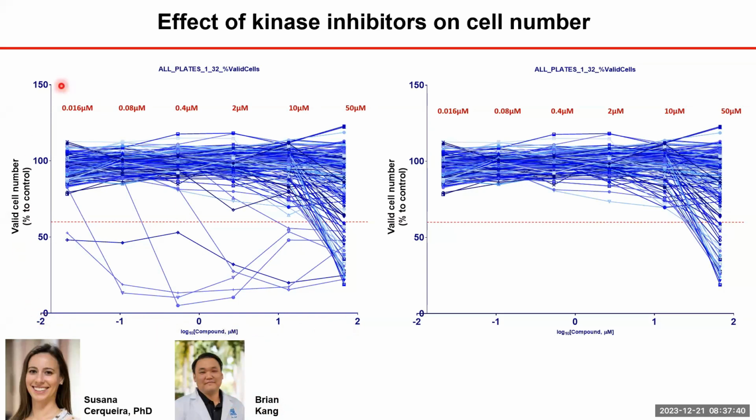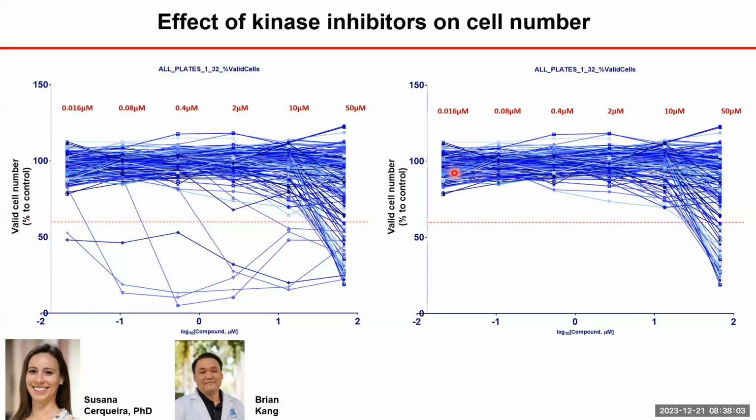And then this is initially the cell numbers. We wanted to make sure that we move forward with compounds that were not toxic, obviously. You can see immediately that there are certain compounds that are very toxic to the cells. So we took those out of our analysis, and then we cleaned it up this way.